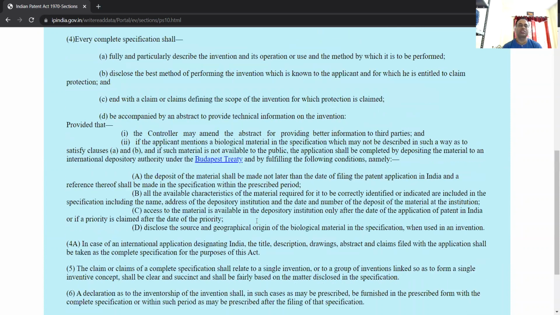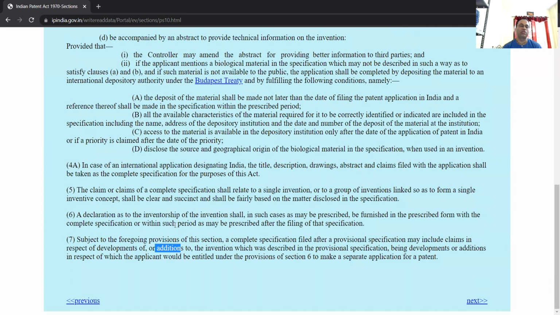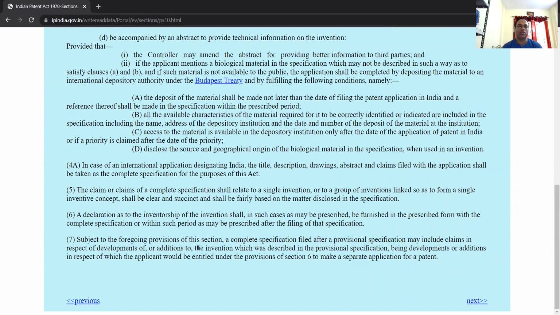Okay, so this is section 10, sub-sections 1, 2, 3, 4, 5, 6, 7. Subject to the foregoing provisions of this section, a complete specification filed after the provisional specification may include claims in respect of development of or addition to the invention which was described in the provisional specification, being development or addition in respect of which the applicant would be entitled under the provisions of section 6 to make a separate application for a patent. So you can make a separate application also.